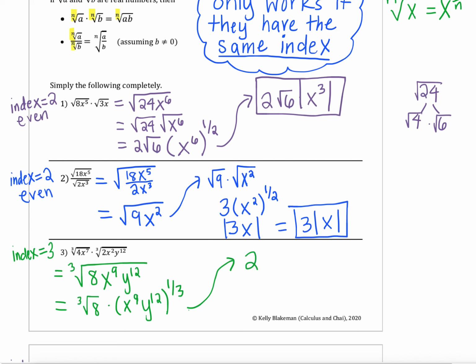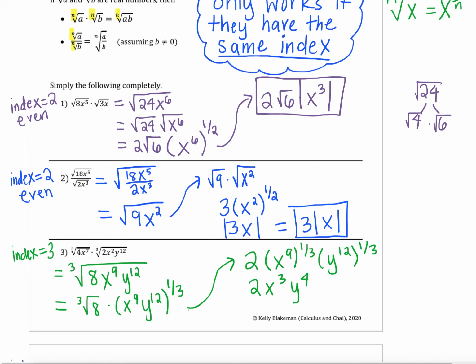And for each of these bases, we can actually distribute that exponent using another property of exponents. So we end up with x to the 9th to the 1/3, y to the 12th to the 1/3. And from there, we can continue to apply properties of exponents by multiplying our exponents. So x to the 9th to the 1/3, when those get multiplied, gives us x cubed. And then 12 times the 1/3 would give us y to the 4th.